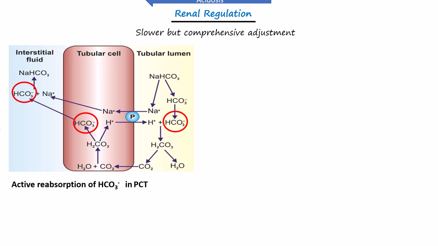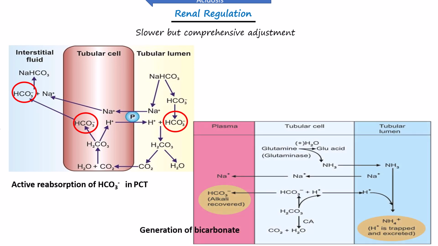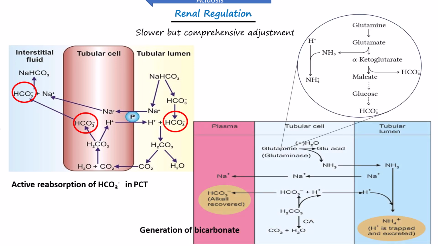We have already seen how phosphate buffer work. Third, and most significantly, the proximal tubule of kidneys generate new bicarbonate from amino acid metabolism. The ammonia generated from amino acid metabolism also traps hydrogen ions, which is then excreted.